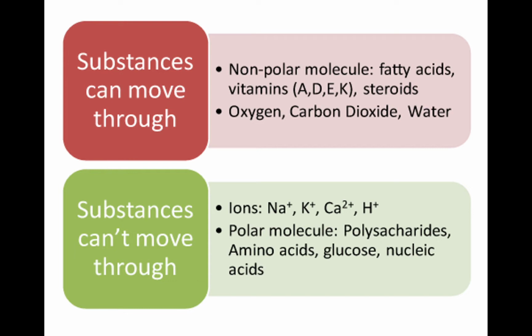Then substances that cannot move through are things like different ions and polar molecules. The polar part of the membrane is on the outside and the inside, so if it's polar, it can't go through the fatty portion of it. So these include polysaccharides, amino acids, glucose, and nucleic acids. But these things need to go through, so there's got to be some way that they can get through, and that's what we're going to be talking about in this 3.3 module of the Chapter 3 review.